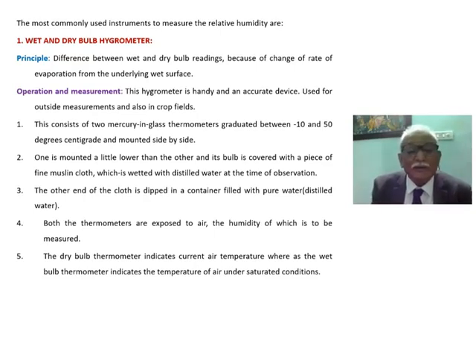So both thermometers are exposed to the air, the humidity of which is to be measured. The dry bulb thermometer indicates the current air temperature, whereas the wet bulb thermometer indicates the temperature of air under saturated conditions. Presume saturated conditions, what would have been the temperature? That is indicated by the wet bulb. Latent heat of vaporization always cools the bulb. This is the physical principle involved here.